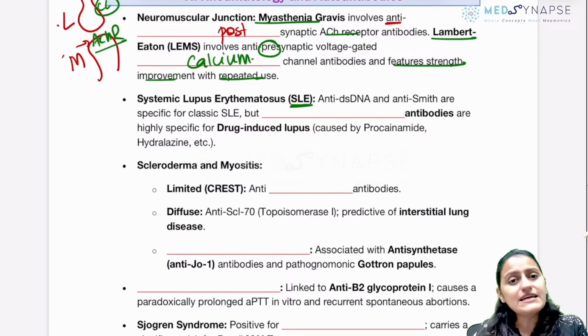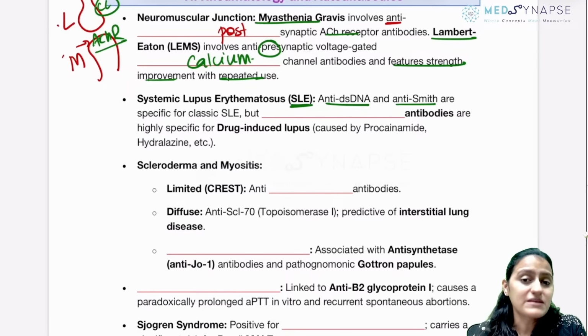Next one, in SLE, you have anti-dsDNA and anti-Smith antibodies, which are specific for it. And if it is drug-induced lupus, then what antibodies do you have? Remember, when you are suspecting drug-induced SLE, you take a history of drug, like what drug the patient has taken. So history is histone. It is anti-histone antibodies. What drugs cause SLE? The SHIP drugs: sulfonamides, hydralazine, INH and procainamide. Okay, procainamide, hydralazine.